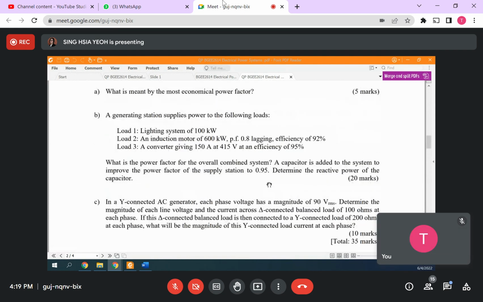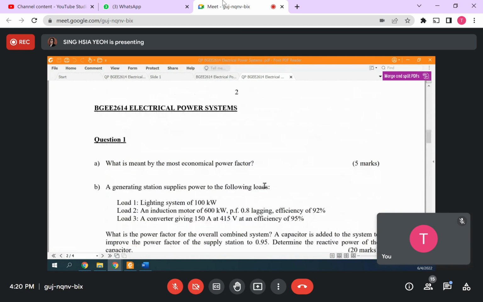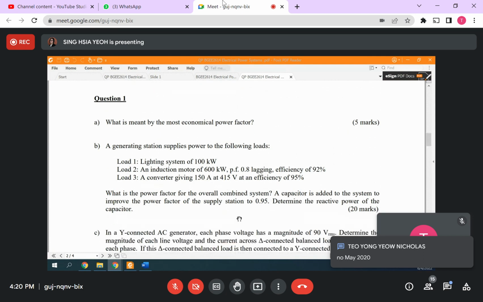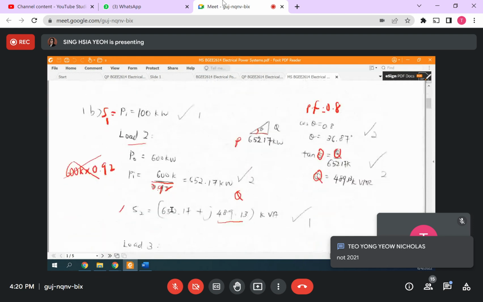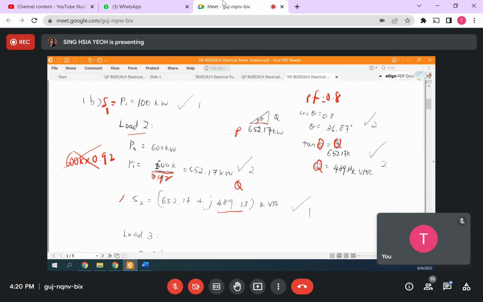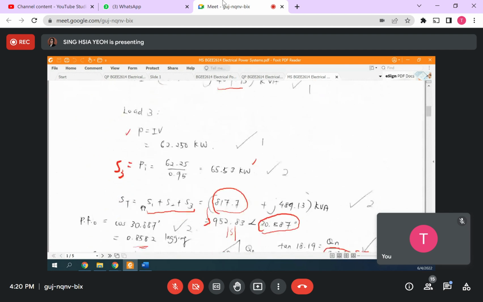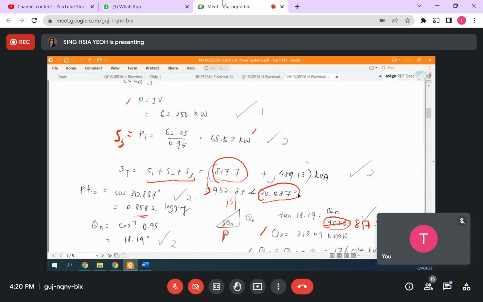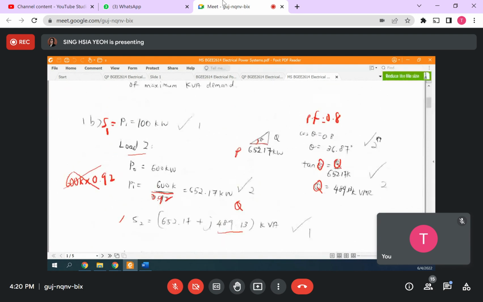One P? Which circuit? You mean this question, is it? What circuit? No circuit is given here. No circuit is given. Okay, I show you the answer. This one. Load 1, load 2, then load 3, then combine all: S1 plus S2 plus S3. Then after you combine, you get the sum, right angle, then you get your power factor. It's a bit messy.